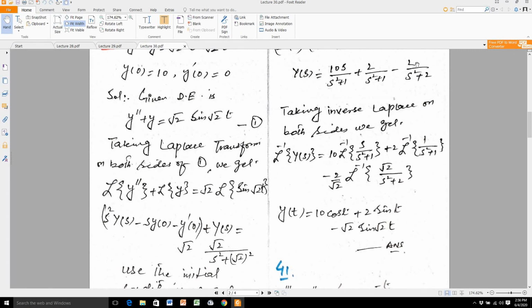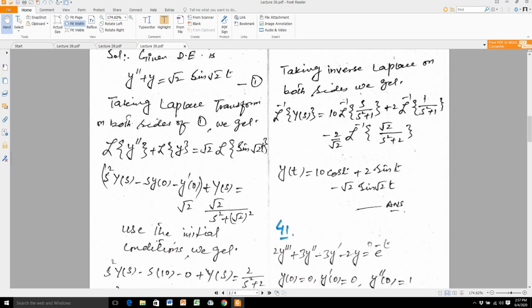Here I multiply and divide by square root 2 in this term. So you see here minus 2 over square root 2. Here I am multiplying and dividing by square root 2 in the third term. So after taking Laplace inverse, we get y of t is equal to 10 cos of t. You know that this is the formula of cos of t, and this is the Laplace inverse of sine of t, and this is the Laplace inverse of sine square root 2t. In this way we get our answer.